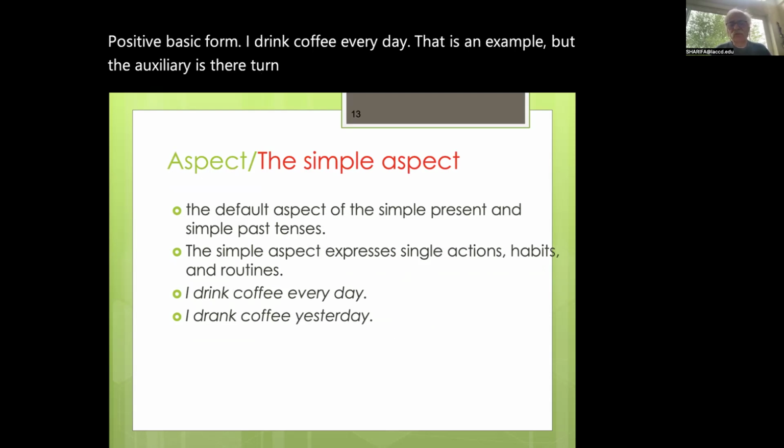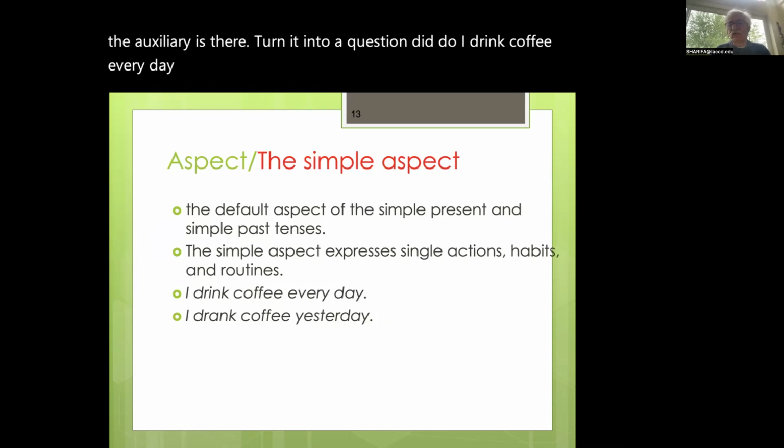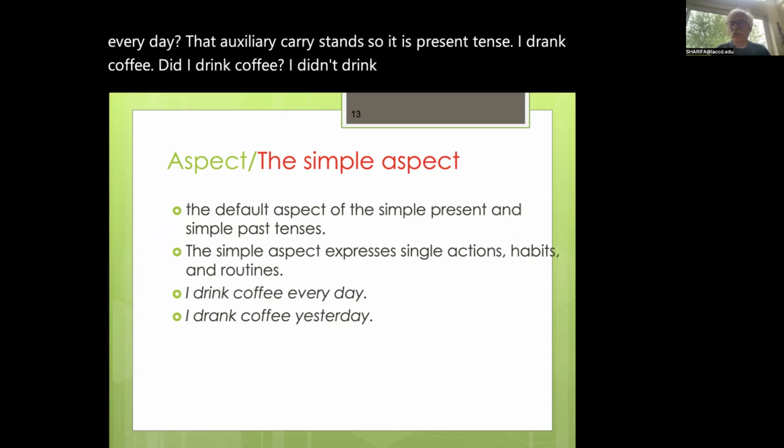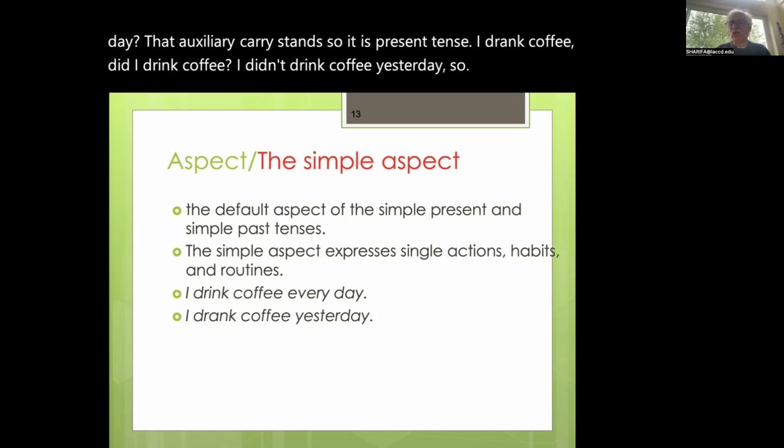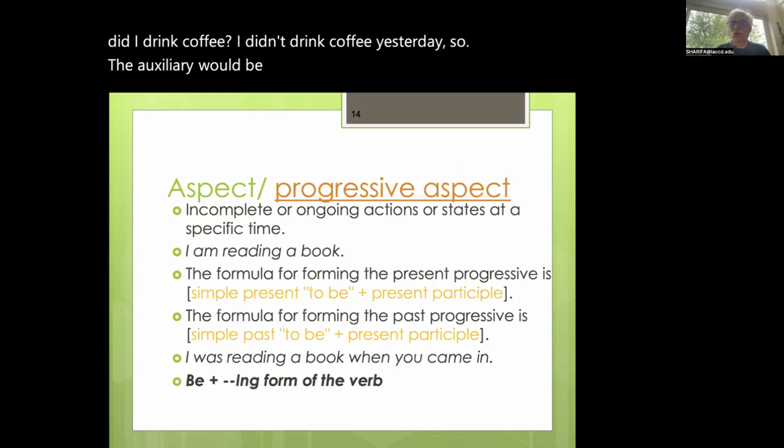Turn it into a question. Do I drink coffee every day? That auxiliary carries tense, so it is present tense. I drank coffee. Did I drink coffee? I didn't drink coffee yesterday. So the auxiliary would be did, so it is past tense.